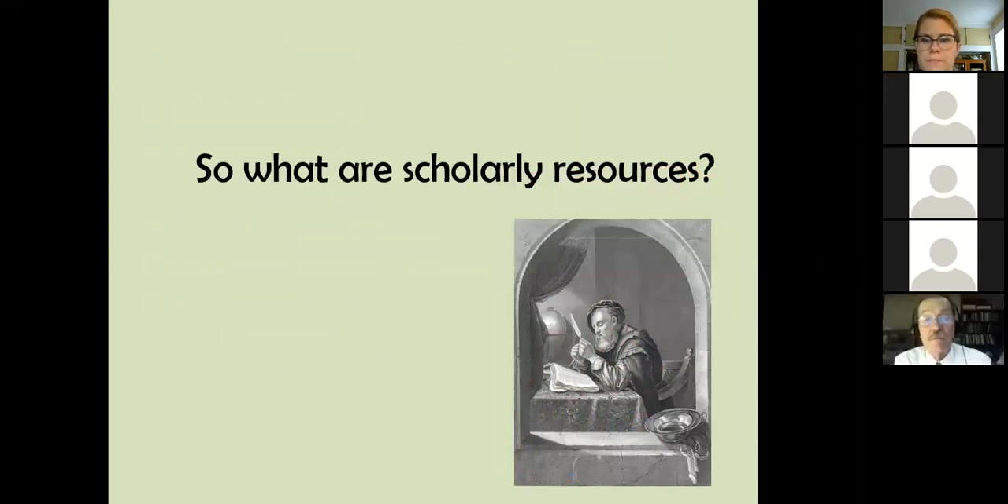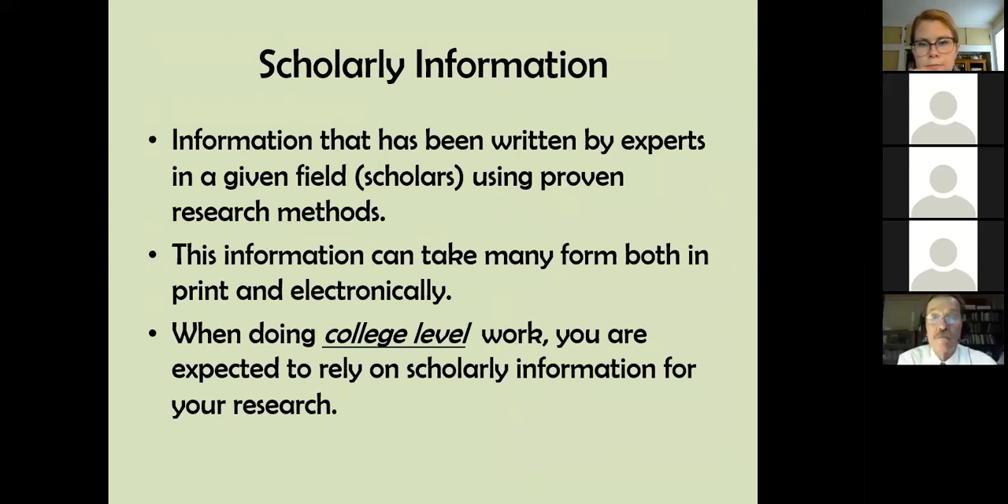Scholarly information, in the broadest sense of the term, is just information written by an expert in some field of study. We call that expert a scholar. And the information this scholar has created can take many forms. A lot of it is in print in some way, shape, or form, scholarly journals, online, electronically. But you could have things like, say, a scholarly film as well could meet that same criteria. Certainly scholarly books.